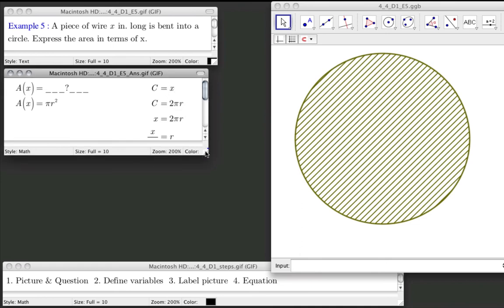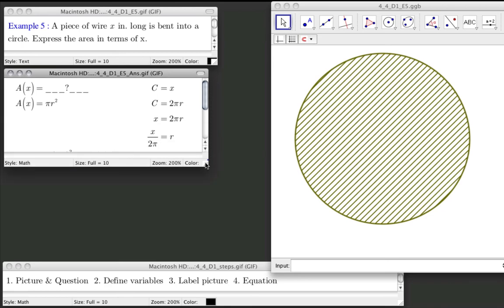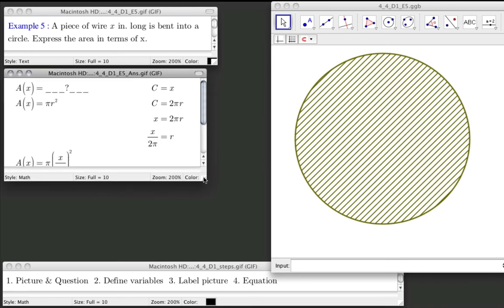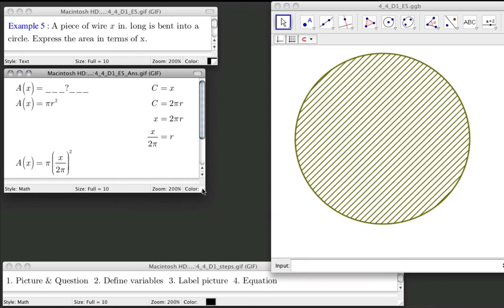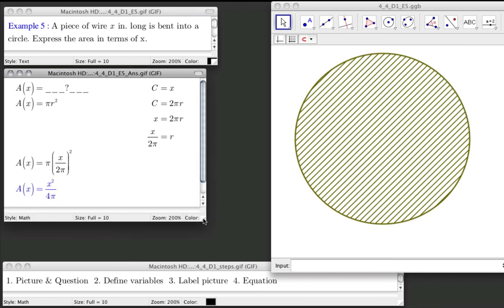Solving that for r, I get r equals x over 2 pi. Putting that into the function produces area is now pi times (x over 2 pi) squared, and doing a little bit of simplifying produces x squared over 4 pi. 2 squared is 4. Pi in the denominator squared is pi squared, but one pi in the numerator cancels with one in the denominator, and x squared is x squared.